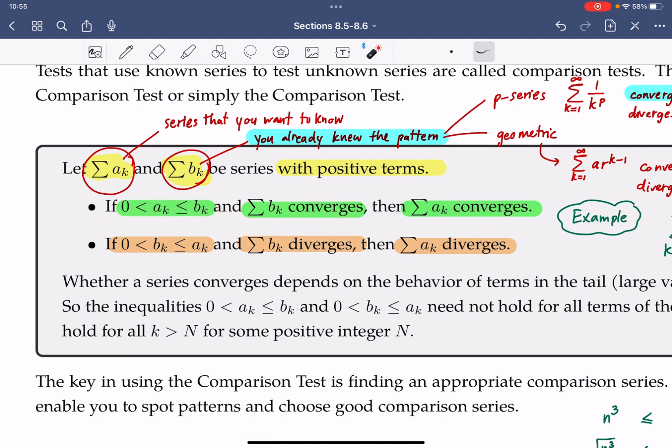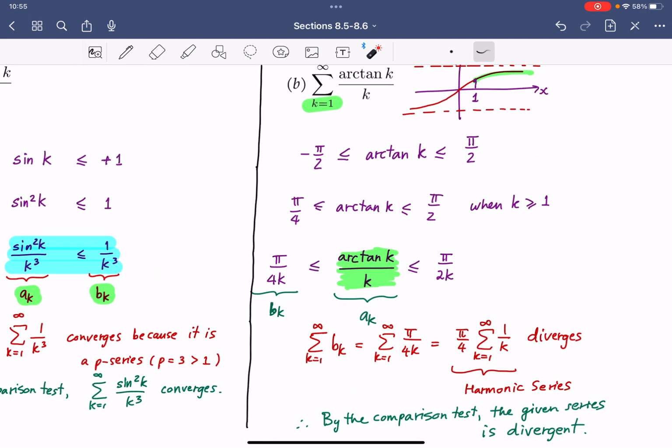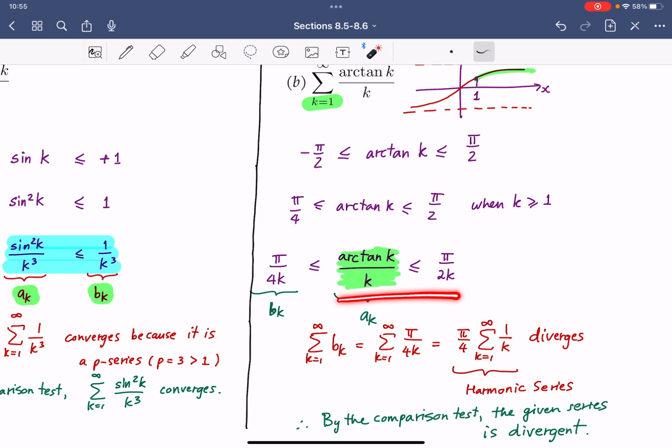But if you say that the summation of b_k is divergent, it means this is gonna go to infinity. So the summation of a_k could be infinity or could be any number as well. So the upper bound here cannot be divergent. To make a conclusion, it must be convergent. This is why we say that we cannot use that one. We have to use the left hand side here.